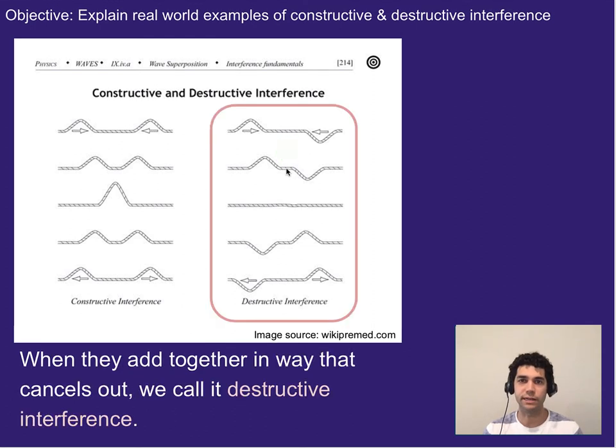Now, when we have two waves that overlap and one's positive and one's negative and they partially cancel out for a little bit of time, we call that destructive interference. And so this is when they cancel out. Now, it doesn't have to be a full interference, so it doesn't have to be fully canceling out in this way. Sometimes it'll be just partial.